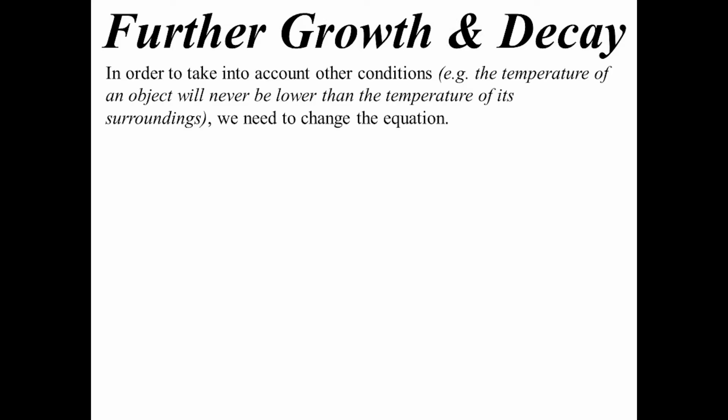So yesterday the model that we looked at for growth and decay was a very simplistic model, basically saying it's going to be proportional to the population itself. In reality, we can extend it a little bit to take into account some other conditions, and one of the most common problems that we look at is the heating or cooling down of objects.